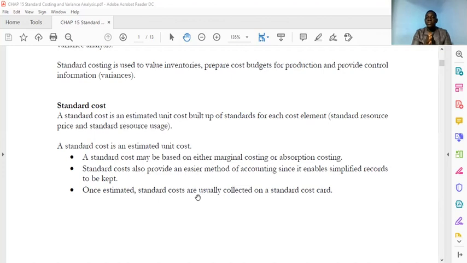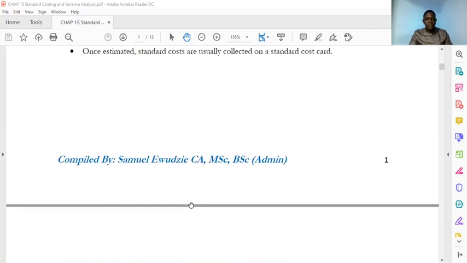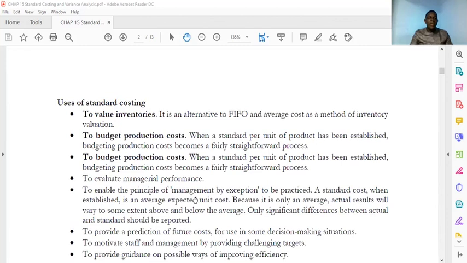So a standard cost card will show you the various elements of cost that go into the production of a product or the rendering of a service. Now, what are the uses of standard costing, or into what use can we put standard costing? So the uses of standard costing.